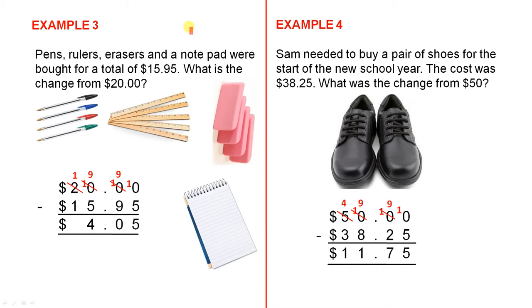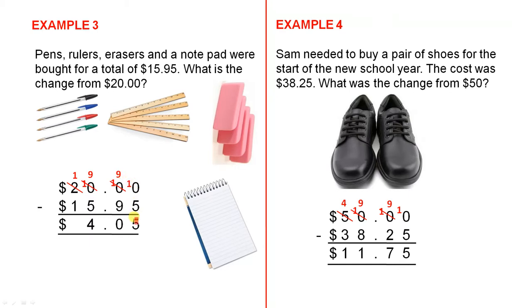Example 3. Pens, rulers, erasers and a notepad were bought for a total of $15.95. What is the change from $20? So $20 take away $15.95. Cross the 2 off and make it a 1. So that becomes a 10. Cross the 10 off and make it a 9. There's our 1 that we've traded. Cross the 10 and make it a 9. And there's the 1 we've traded.